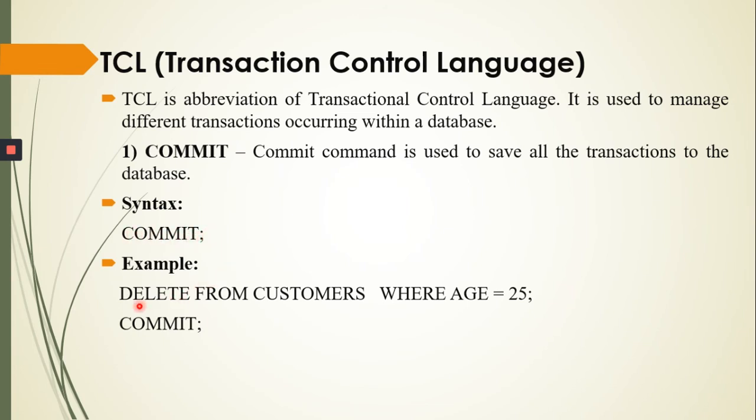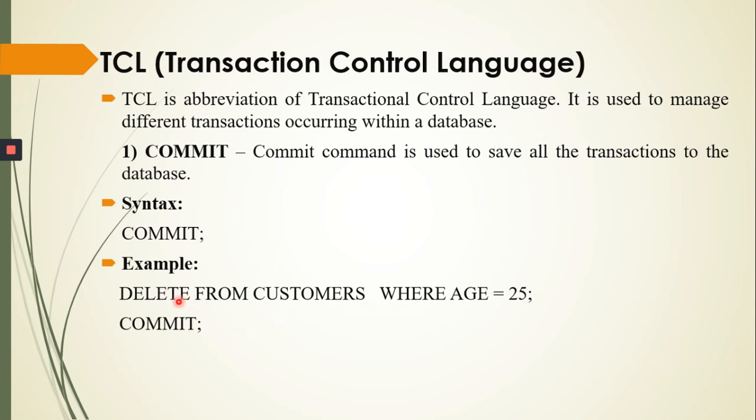So here suppose we are deleting some data from the database. So, delete from customers where age is equal to 25. It will check in the customers table, and where the age of customers is 25, those customers' data are deleted from the table. So the changes are made over here, so our database is changed. After that we have to write commit, and when we write commit after a statement, our data is permanently saved. We cannot change it over here.